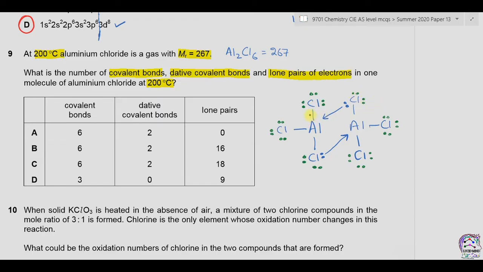So we have 6 covalent bonds, 1, 2, 3, 4, 5, 6, 2 dative covalent bonds, 1 and 2, and the rest are the lone pairs. Just counting the number of lone pairs: 1, 2, 3, 4, 5, 6, 7, 8, 9, 10, 11, 12, 13, 14, 15, 16. So this option seems to be correct. So it is B.